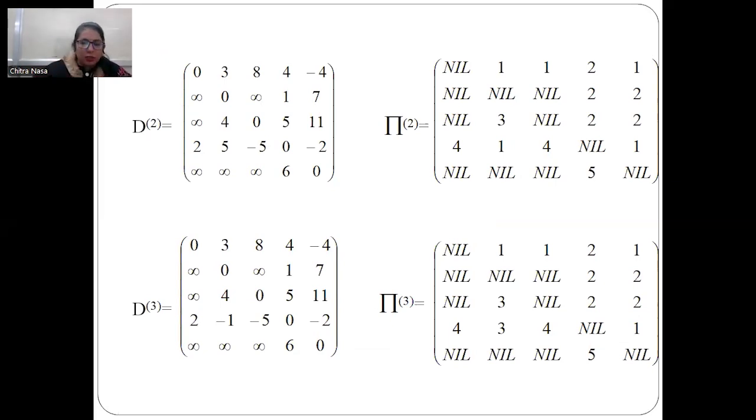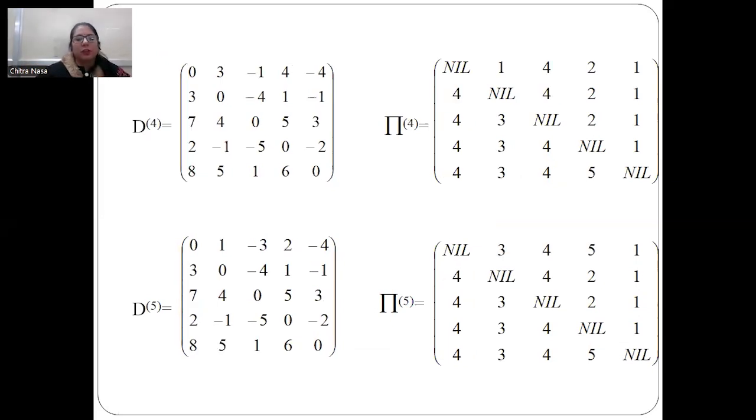D3 means considering 3 as an intermediate vertex. D4 means considering 4 as an intermediate vertex. And D5 means considering 5 as an intermediate vertex. Now see here, in D5 there is no infinity value. All the cells have a value. It means that each and every vertex is reachable from each and every node via the shortest path, and via some other node if the direct path does not exist.